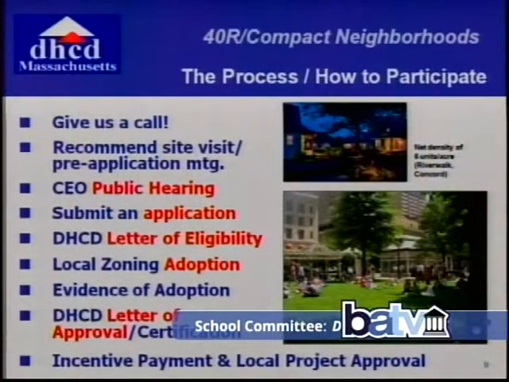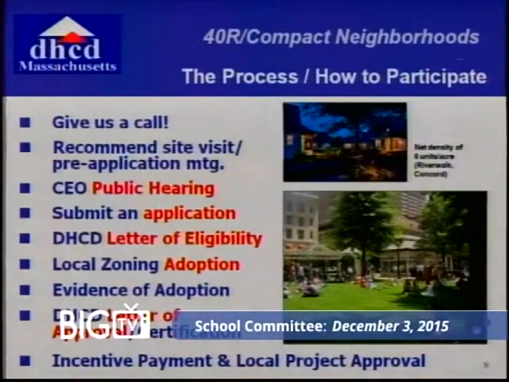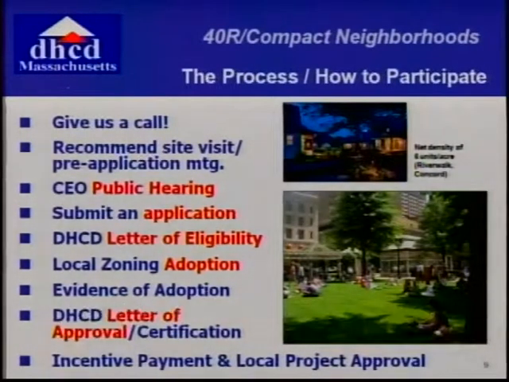That we review the zoning, we issue a letter of eligibility, provided the zoning meets all the requirements and the district location is eligible. The community adopts the zoning, and then it comes back to us for verification that it actually is consistent with what we had approved as eligible, and then we issue a letter of approval. And at that point, applicants can begin proposing projects within the district.